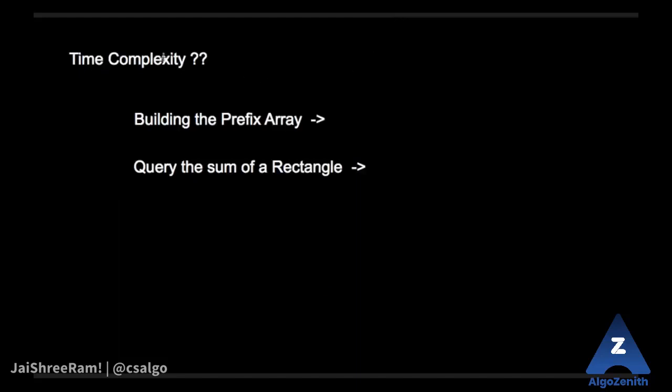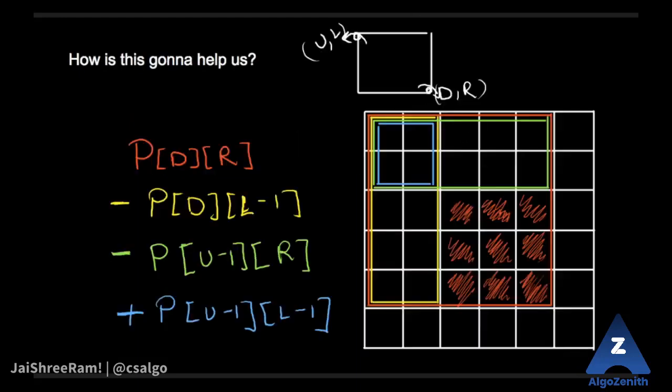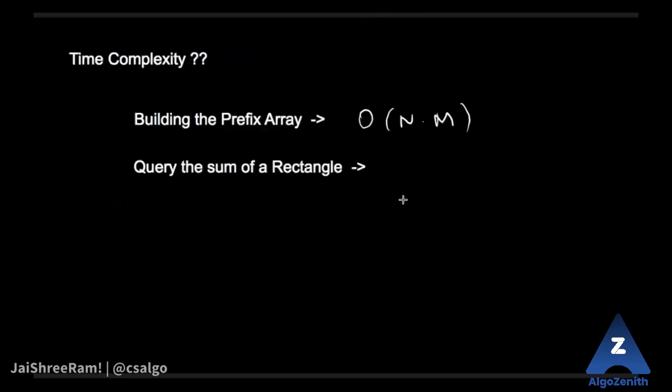Okay, so what is the total time complexity for this? So building the whole prefix array would take us order n into m, right? Now for each of the queries, you only have to access 4 values, right? Just accessing 4 values gives you the value of any rectangle. So this was a rectangle and you accessed 4 values. So for any rectangle you can easily access 4 values, okay, and get the query in order 1.